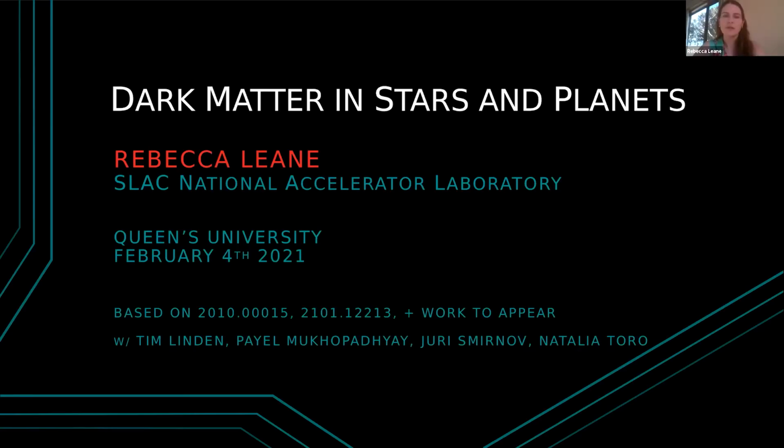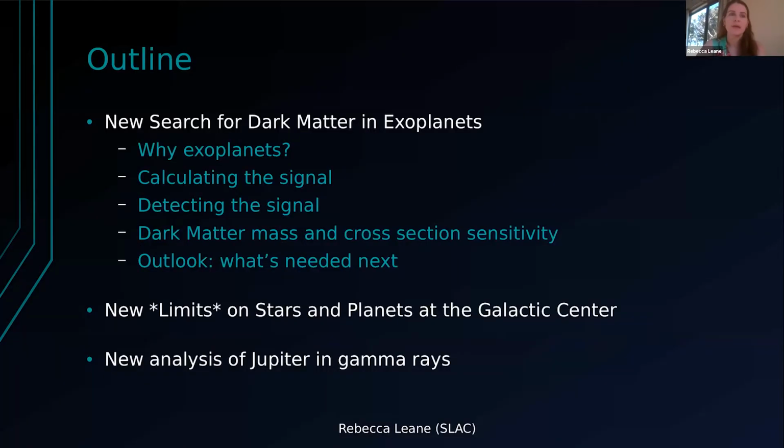So today I'm going to tell you about a few papers I had recently and one that's coming up on the topic of how we can look for dark matter in stars and planets. As a brief outline of what I want to tell you about today, for the first part of the talk, I want to tell you about a new search that I came up with to look for dark matter in exoplanets, so planets outside of our solar system.